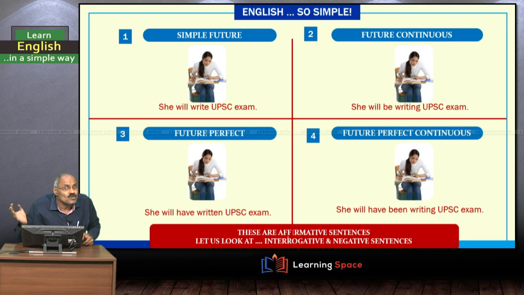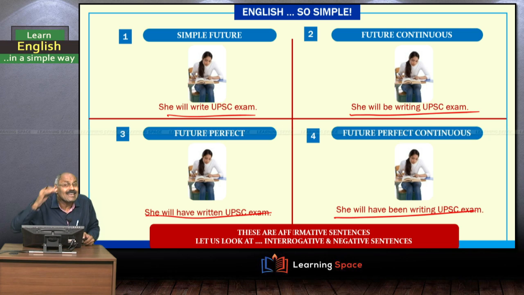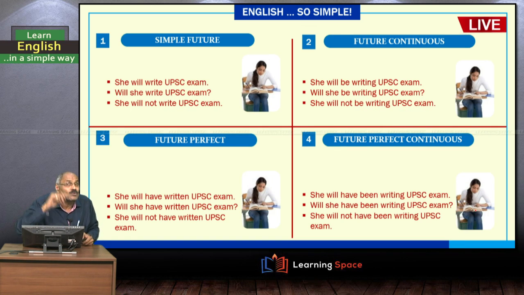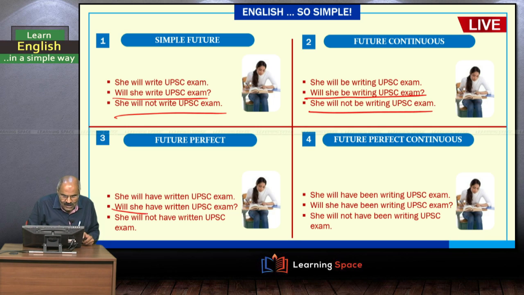If you look at the future, she will write UPSC exam, she will be writing UPSC exam, she will have written UPSC exam, she will have been writing UPSC exam. So, these types of sentences are affirmative, and you can frame, will she write UPSC exam? She will not write. Will she be writing UPSC exam? She will not be writing. Will she have written UPSC exam? She will not have written. Like that, you can frame interrogative and negative sentences.